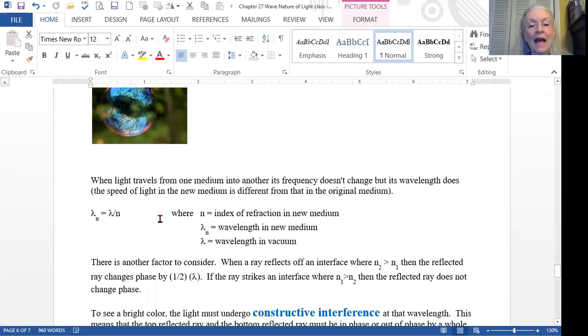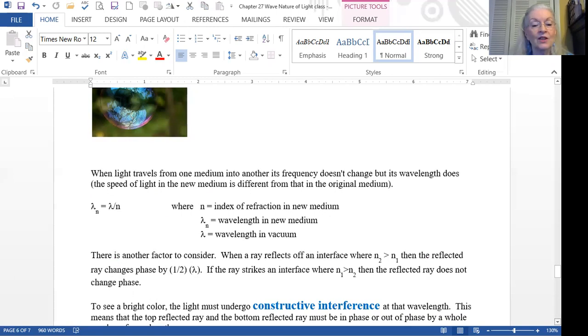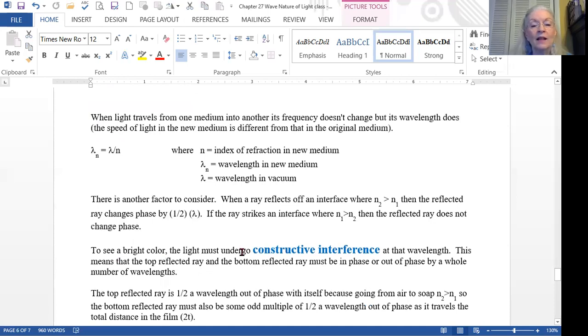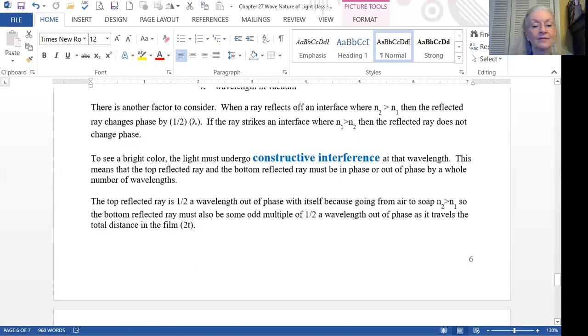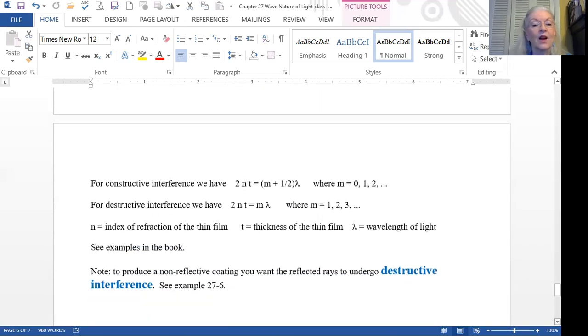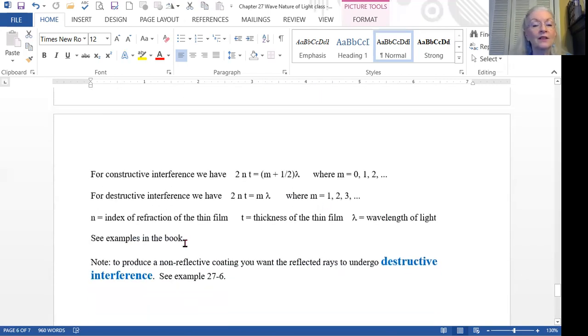We're not going to do the math. I'm presenting the equations for you in case you're curious about it. We have other things to do. So if we want to see a bright color, the light has to undergo constructive interference at that particular wavelength. For destructive interference, we need a different set of criteria.